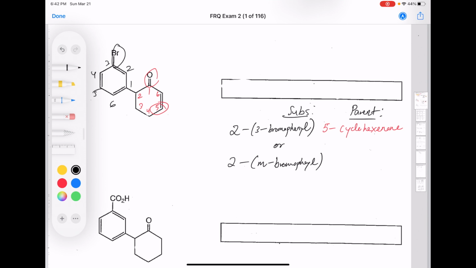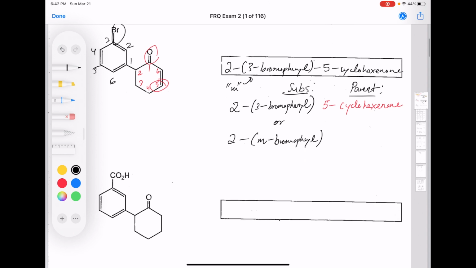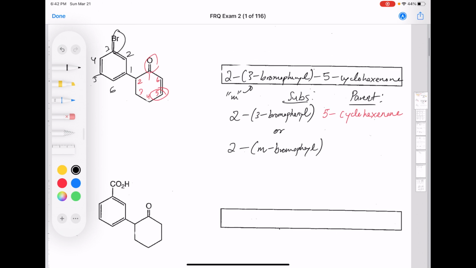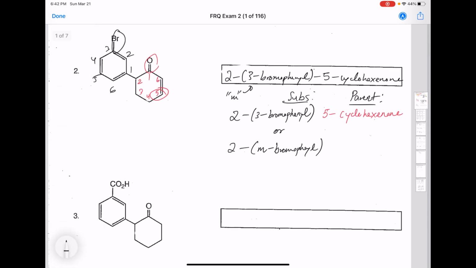And now we have our name: 2, 3, bromophenol, 5, cyclohexanone. Alternatively, we can put meta in lieu of the number 3. So that is how we solve for the name for this particular compound.